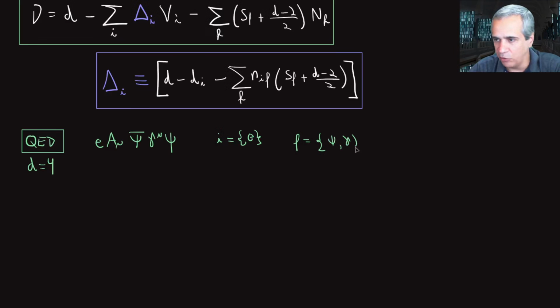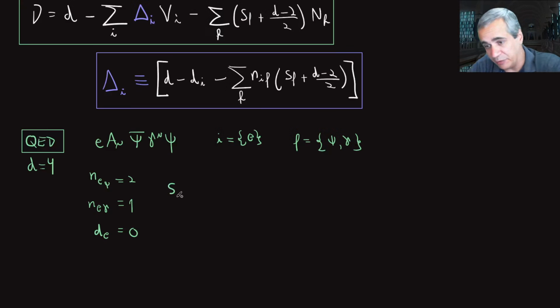We already saw that in this case I have N_E^psi equal to 2 and N_E^photon equal to 1, and the number of derivatives is 0. And of course, I have this spin variable here, which is not really the spin; it's just to keep track of how the propagator behaves, and it's 1/2 for the electron and 0 for bosons, and that includes the photon.